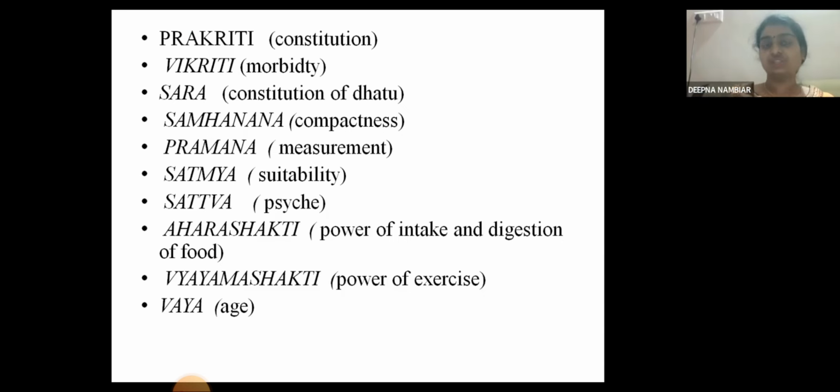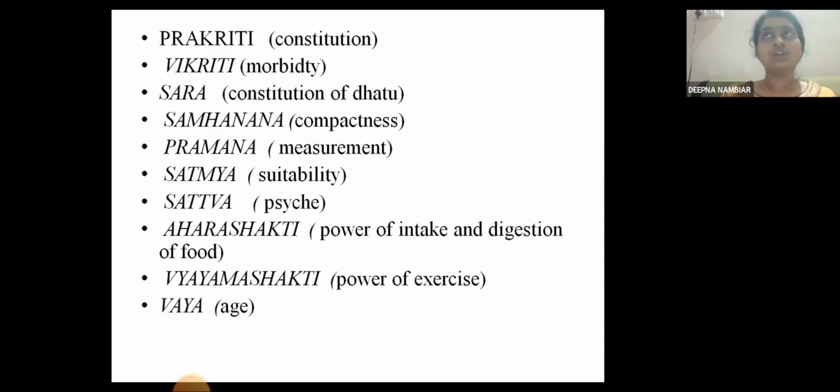Next is Ahara Shakti. This topic has been explained before also, because the topic was there, the importance of Koshta and Agni in Panchakarma, that has been taken by Dr. Anushree. In that question, we'll come across the detailing of this Ahara Shakti, because what is the need of Agni assessment? Agni, Jarana Shakti, we know that Agni assessment comes in the concept of Ahara Shakti. Next is Vyayama Shakti.